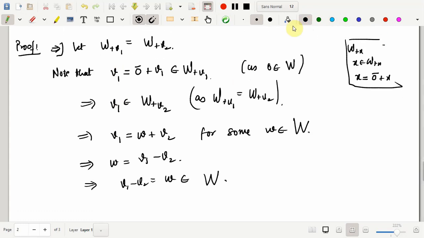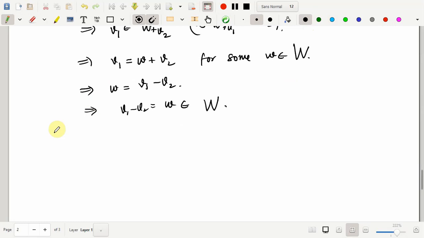Well, so now let us prove the converse statement. Conversely, we assume that the difference V1 minus V2 is in W. Either I can assume that V1 minus V2 is in W, or V2 minus V1 is in W. Both are in fact equivalent, because saying that this belongs to W is the same as saying V2 minus V1 is in W, because the negative of this will also be in W, because W is a subspace, right? So here I'll have to show that W plus V1 is the same as W plus V2.